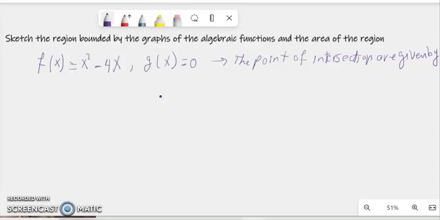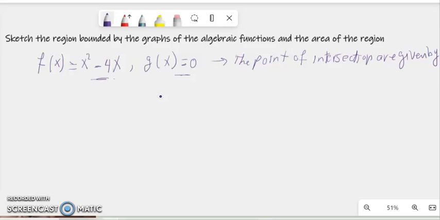Okay, today's problem says: sketch the region bounded by the graphs of the algebraic functions and find the area of the region. So we have two functions here, f of x and g of x. First we want to know the point of intersection between these two functions to know the integral limit.